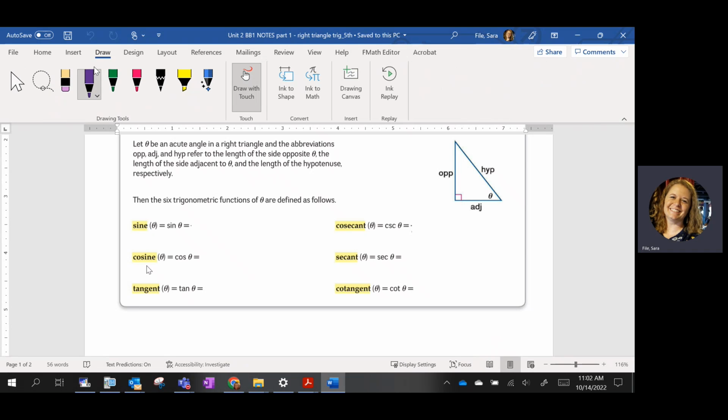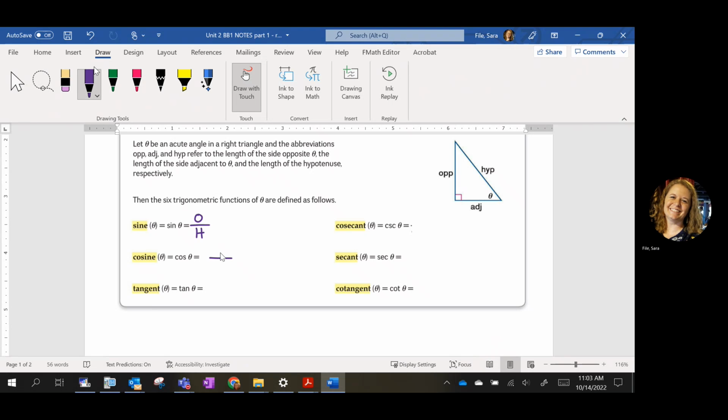So sine, cosine, and tangent, you should know those ratios in terms of opposite, adjacent, and hypotenuse. So what are they? What's the sine ratio? Yep, good. What's the cosine ratio? Yes, very good. And tangent? Good.